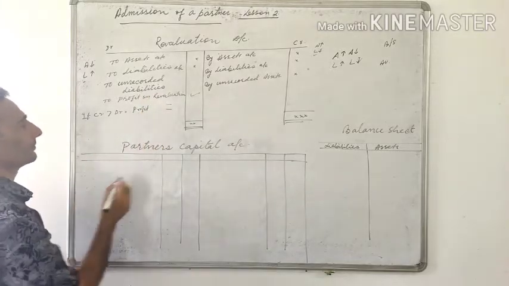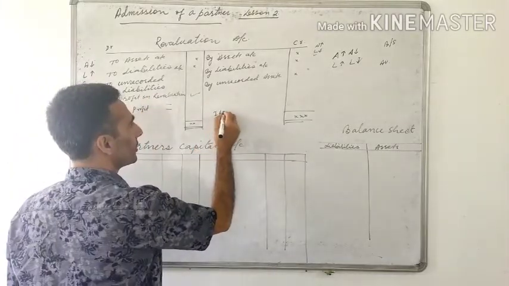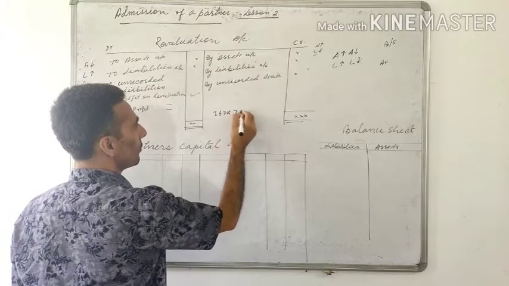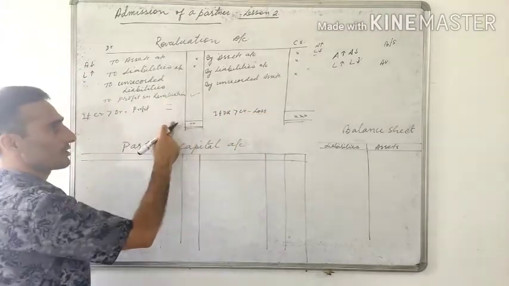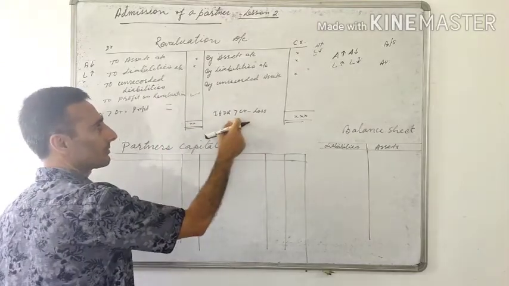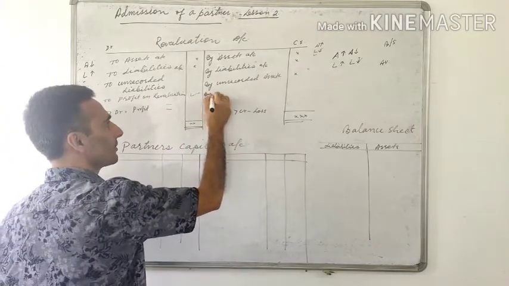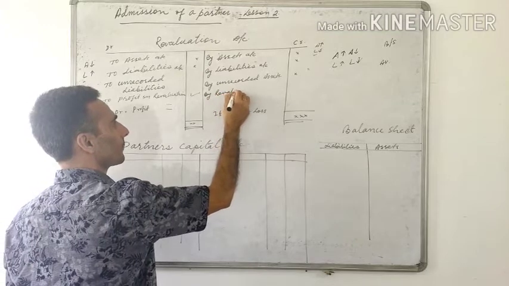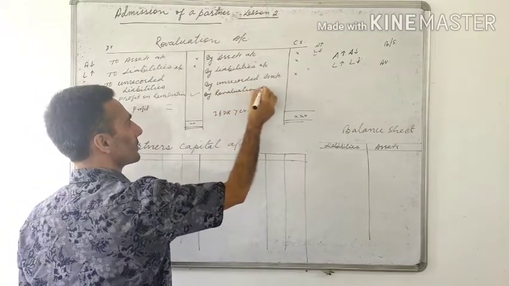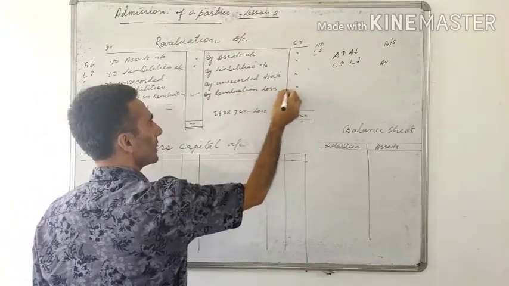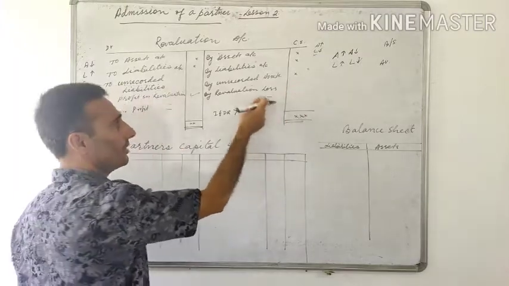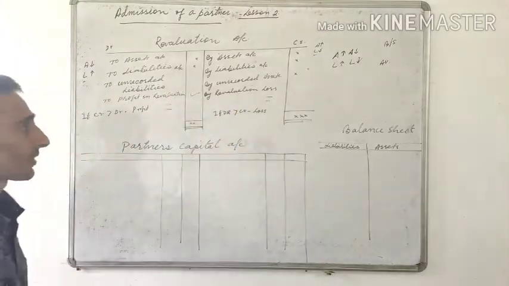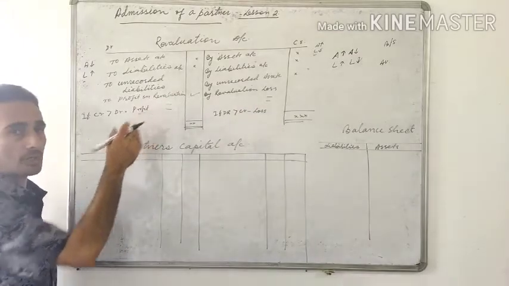Okay. Now, if the debit side total is more than the credit side total, we will have loss. This is called revaluation loss, and this is again distributed among the old partners in old ratio. So this is how a revaluation account is prepared.